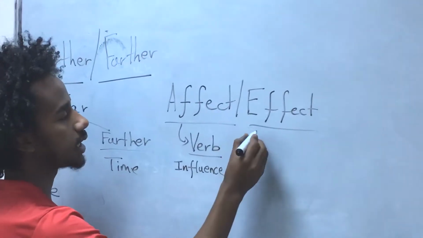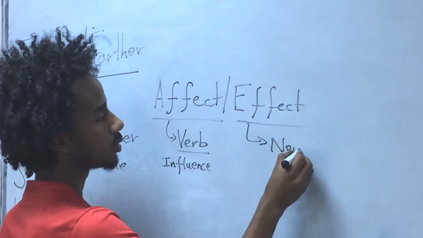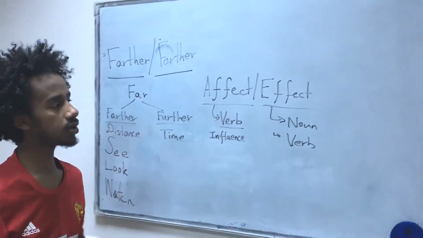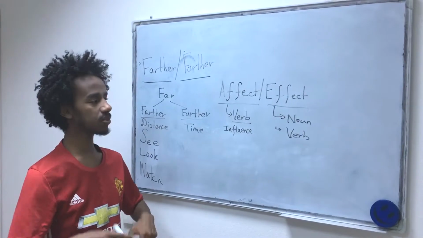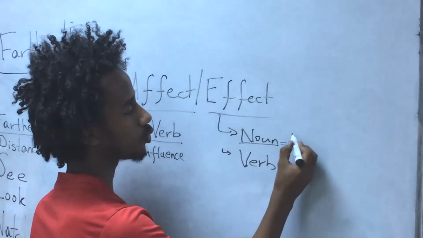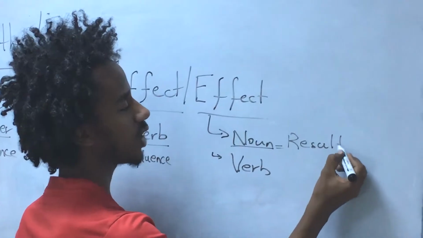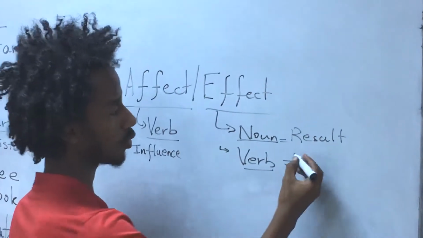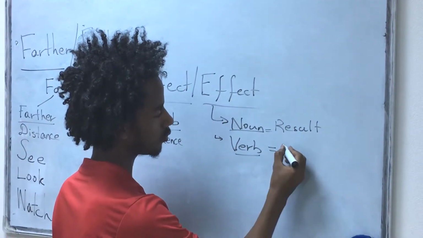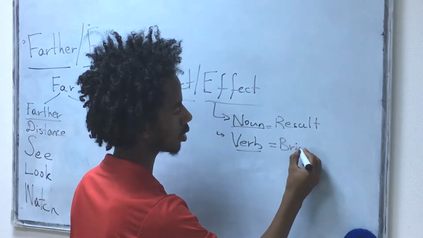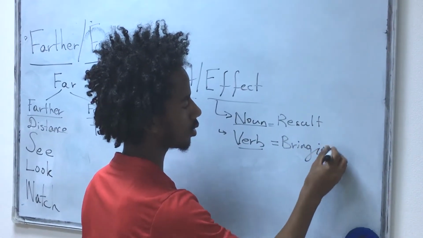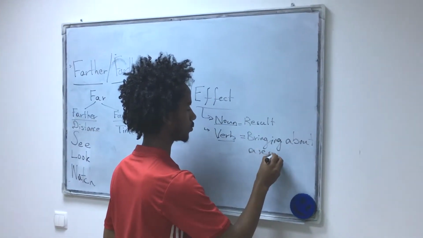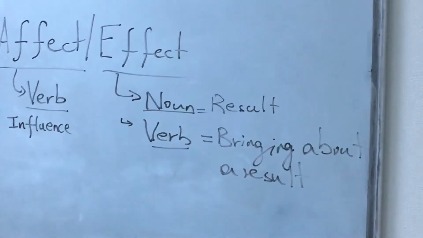Effect, on the other hand, is mostly used as a noun, but sometimes it can be used as a verb. When we use the word effect, we mostly focus on something bringing about a result. So the noun form would be a result because of a change, and the verb form would be something that comes because of the change. So, bringing about a result. That will be the basic difference.